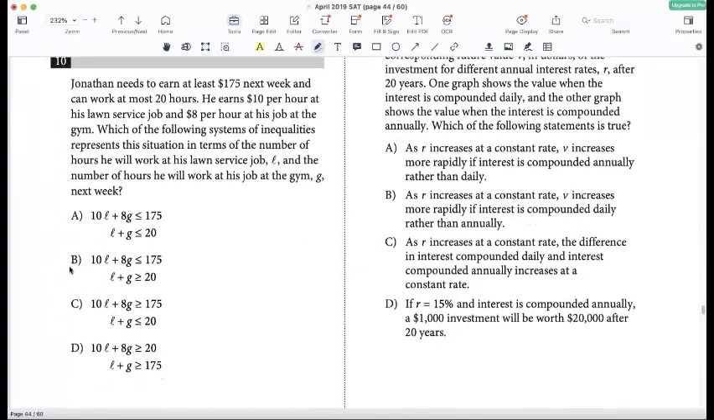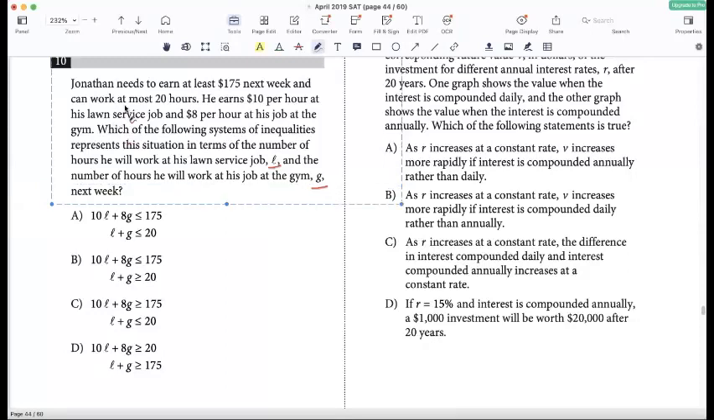Okay, Jonathan needs to earn at least $175 next week and can work at most 20 hours. He earns $10 per hour at his lawn service job and $8 per hour at his job at the gym. Which of the following systems of inequalities represents the situation in terms of the number of hours he'll work at his lawn service job, L, and the number of hours he'll work at the gym, G?